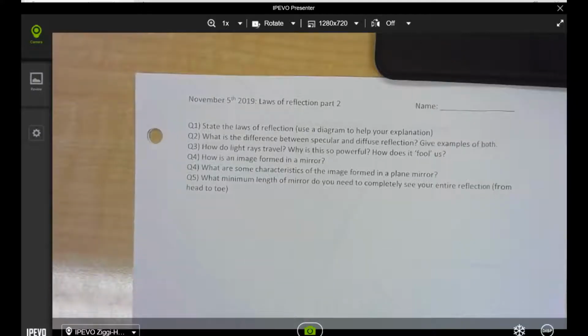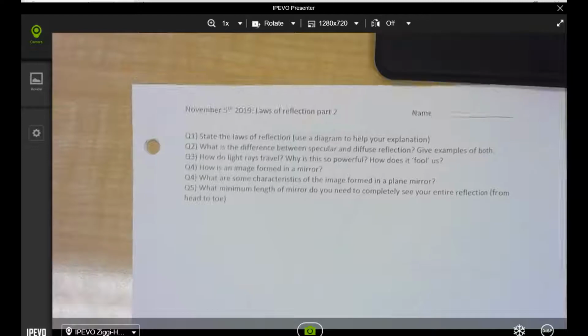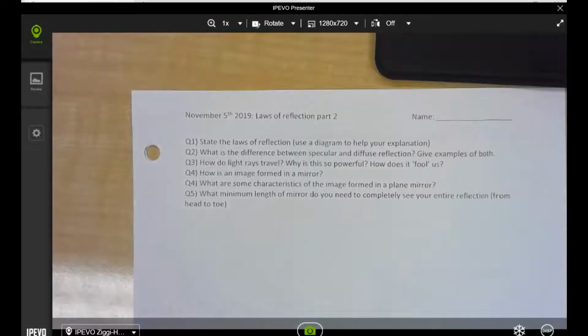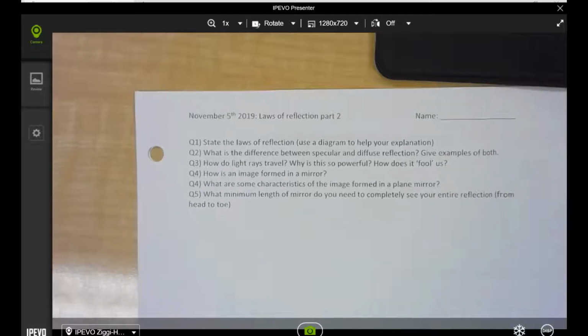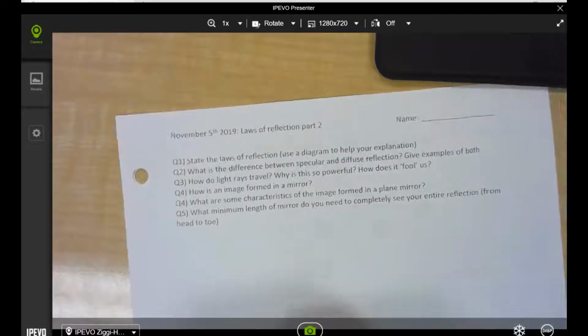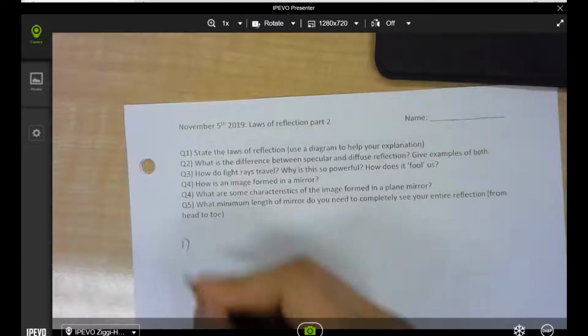Okay, so this is the video for November 5th, I think, hopefully. So we're going to complete this worksheet and then work a little bit on drawing some ray diagrams, drawing angles of incidence and angles of reflection. So the first question is: state the laws of reflection. So we're going to write that.